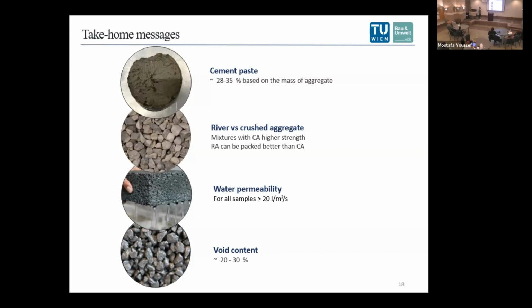For all the samples that I showed in the previous slide, the water permeability was higher than 20 liters per second per square meter, and the void content should be between 20 and 30%. The water permeability and mechanical properties are directly related to the compaction and vibration energy, as well as the cement paste quantity, and still need to be optimized and studied.